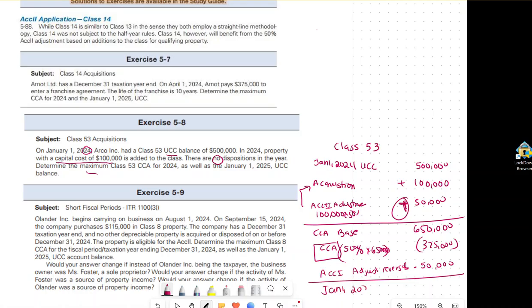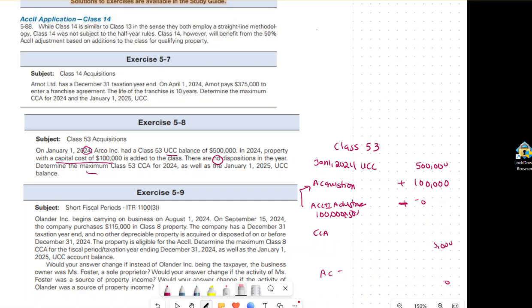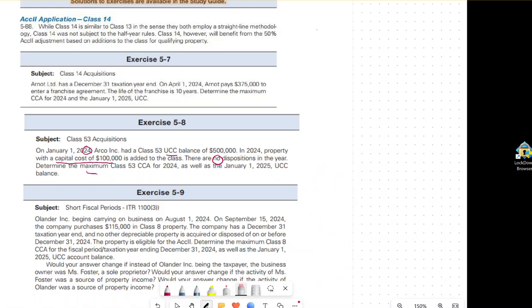and that gives us the ending balance, or beginning of the next year UCC balance, and that balance will be 275,000, and we carry on doing what we're doing. So now accelerated only applies to the year that we purchase the asset. So the year we purchase the asset.